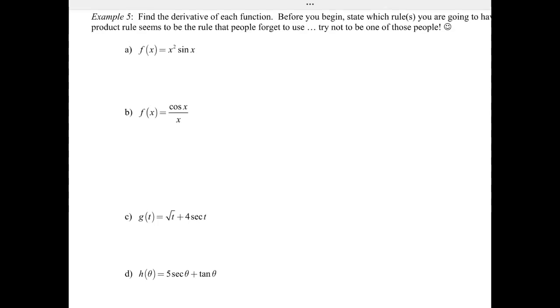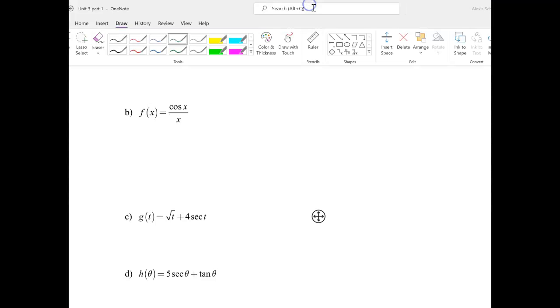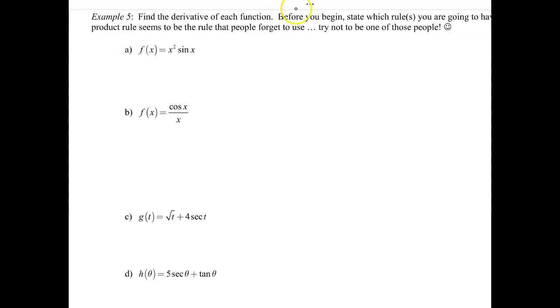Alright, so the first thing I see on A is f of x is equal to x squared times sine of x. Since I said times, this is going to be the product rule. So my u is going to be x squared, my v is going to be sine of x. That means that du, or u prime, is going to be 2x, and v prime, or dv, is going to be cosine of x.